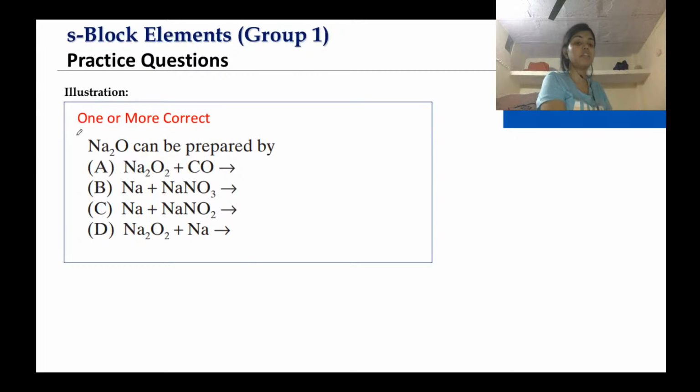Now next question, again you can have multiple correct answers. Na2O can be prepared by... Na2O can be prepared by. Yes, Dinesh, you are correct with your answer. A is also correct, that they absorb CO2 also. Okay. Na2O can be prepared by which reaction?